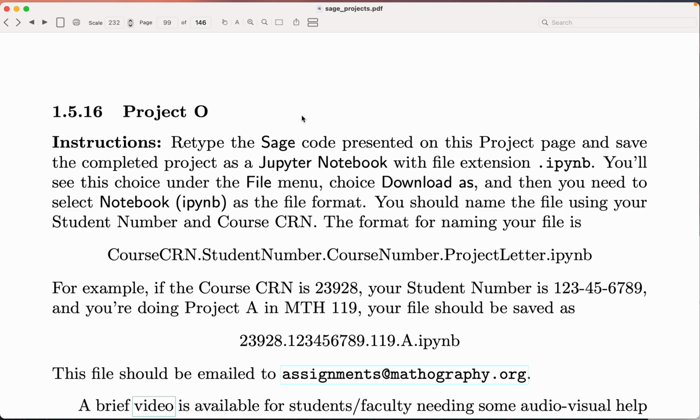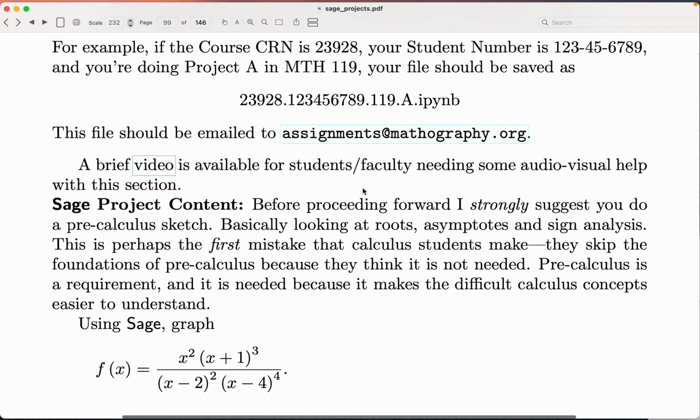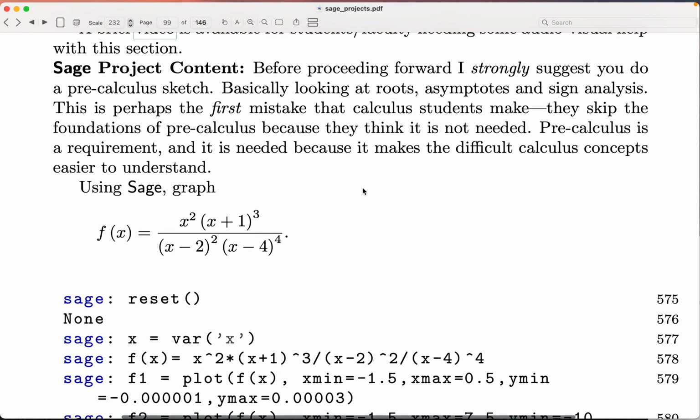Okay, Project O, Math 121. Again, cut to the chase. We've been doing this for some time now. Hopefully, you're getting much better at this, that you're capable of following the code, understanding what the code's given you, and getting the output and interpreting the output.